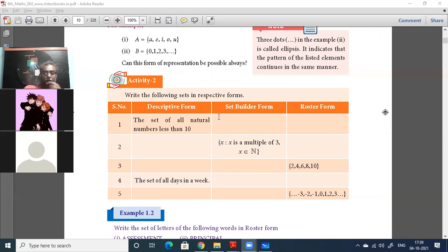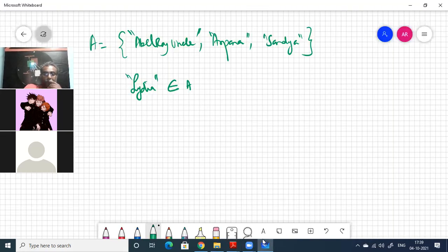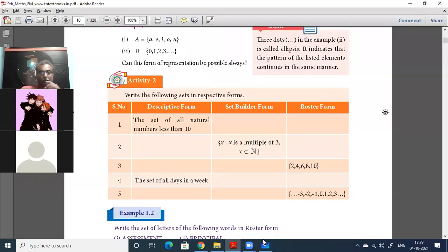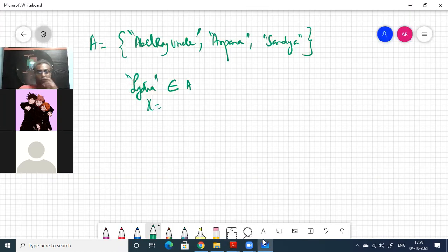Can you write? You have a mouse, can you write here? Set builder form. Yes, uncle. Can you write here like that? Yes, uncle. Are you able to see? Can I write the question again, uncle? The set of all natural numbers less than 10, write in set builder form. Okay. Are you able to write? Yes, uncle.